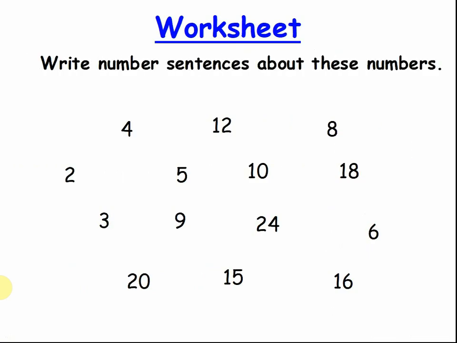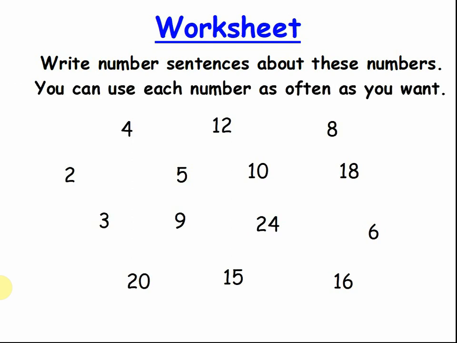Here are some number sentences. Write about these number sentences. How could you link them together? Like 4 times 3 equals 12. 12 divided by 4 makes 3. For each group of 3 numbers, you should be able to make 4 sums. You can use each number as often as you want. So, pause the video and complete the task.